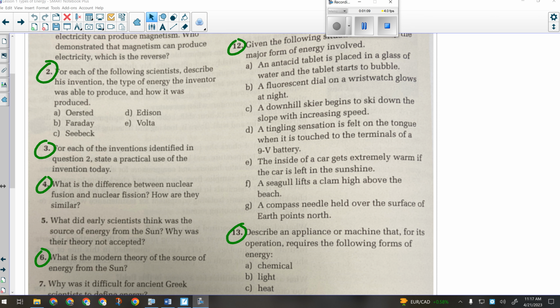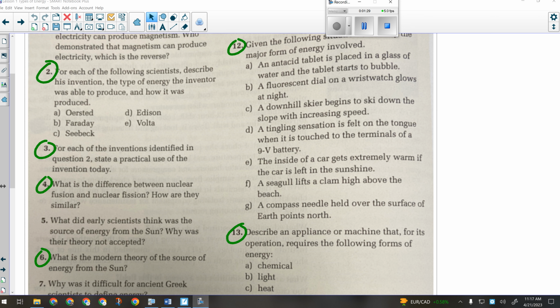Okay, question number 4, what's the difference between nuclear fission and nuclear fusion? How are they similar? Okay, the difference is what happens to the atom. In fusion, atoms are forced together. In fission, atoms are broken apart. Okay, and how are they similar? Well, they both release the energy stored in the nucleus of the atom. They both require the nucleus of an atom to be altered.